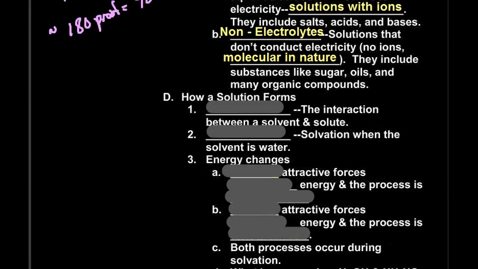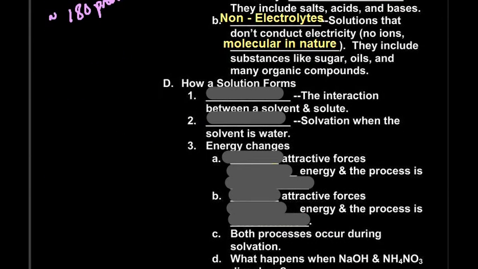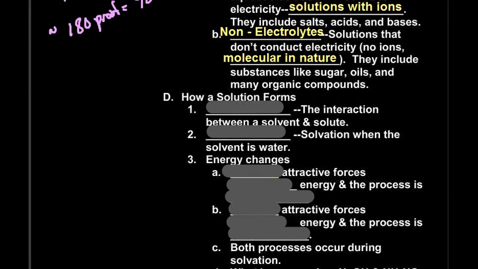All right, so how does one of these solutions form? Well, this process is called solvation. We call this process solvation, the interaction between a solvent and a solute. Okay, and it's also called hydration when it's solvation with the solvent of water.